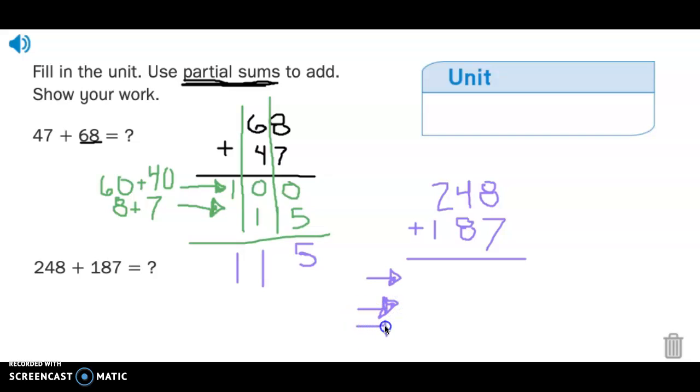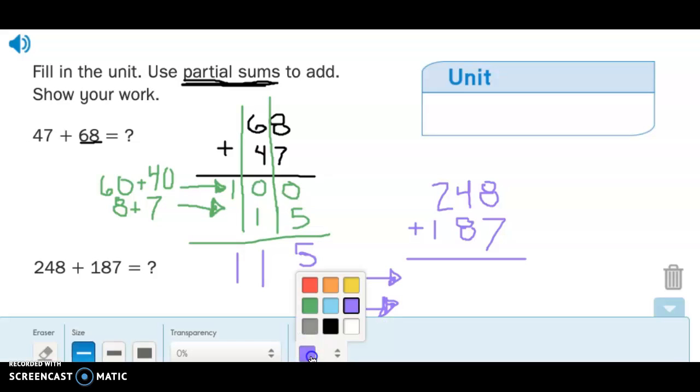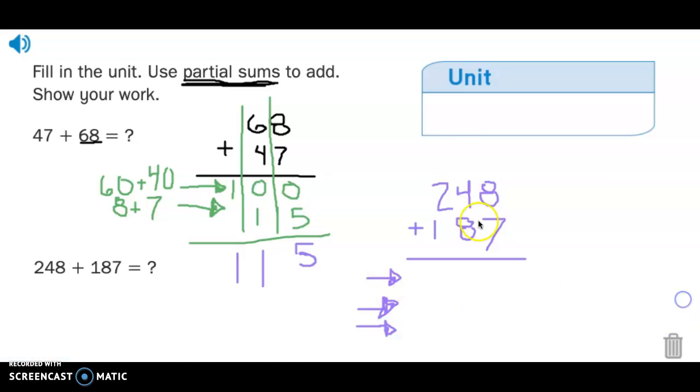I want you to go ahead and separate your place values. Ones, tens, and hundreds. Make sure that goes all the way down. Okay, put me on pause and then unpause me when you have your answer and we'll go through it together.